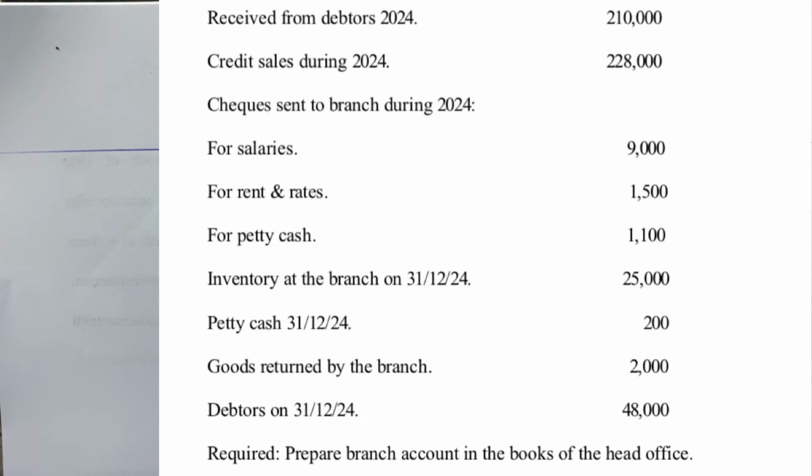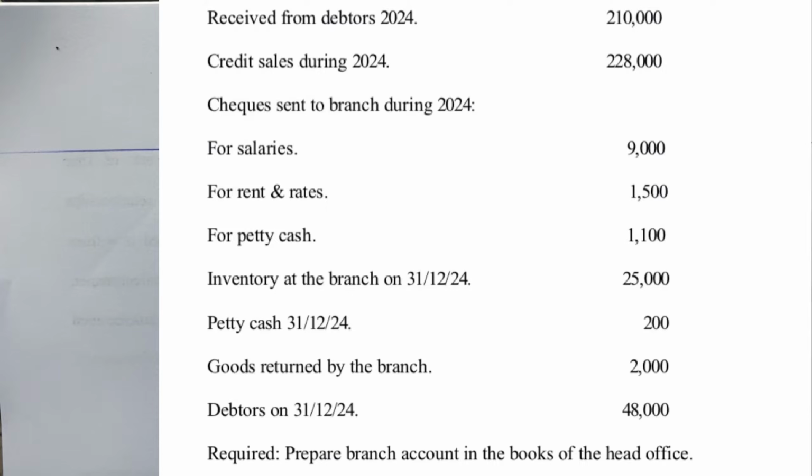Credit sales during 2024 is 228,000. We have checks sent to branch during 2024 for salaries is 9,000. For rent and rate is 1,500. For petty cash is 1,100. We have inventory at the branch on 31st December 2024, 25,000 Ghana cedis. We have petty cash as at 31st December 2024 is 200.